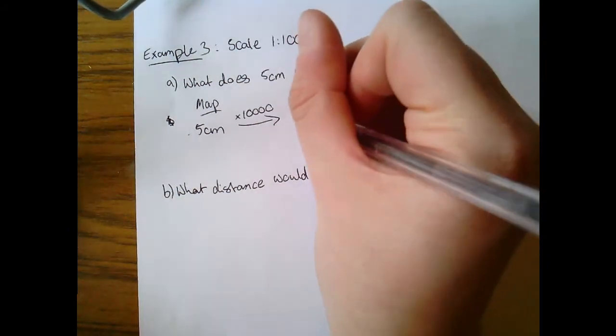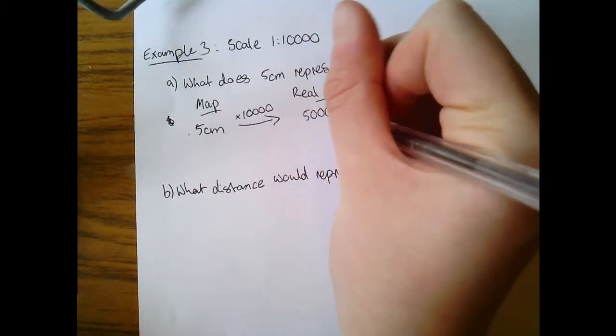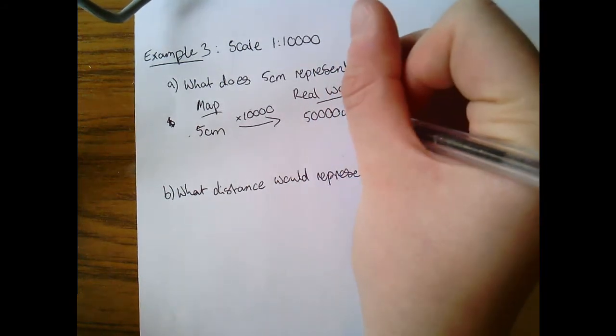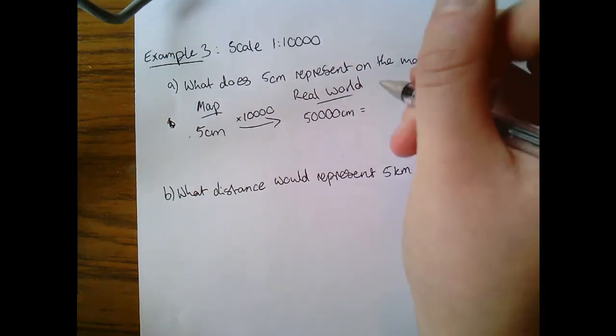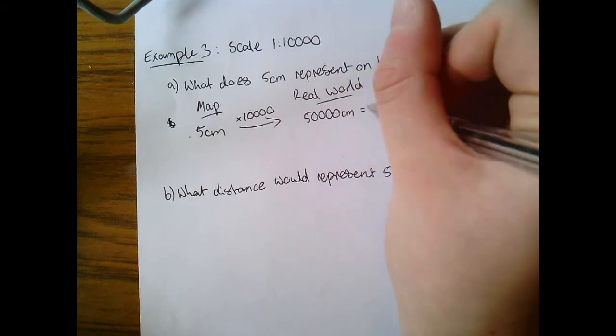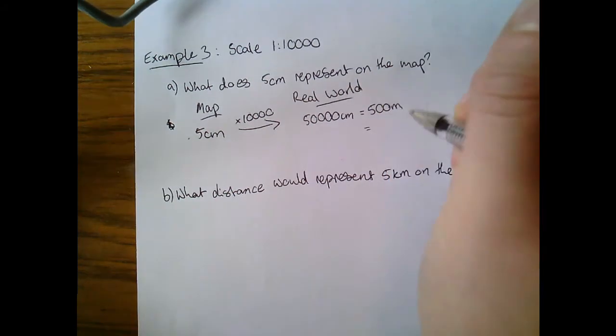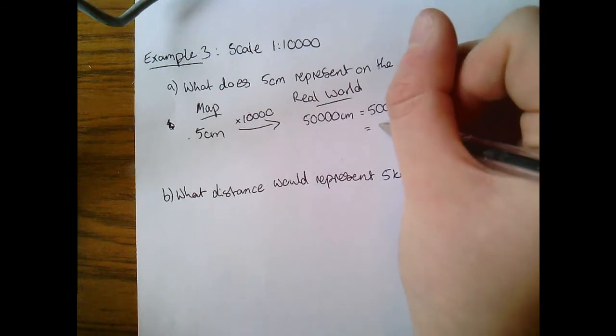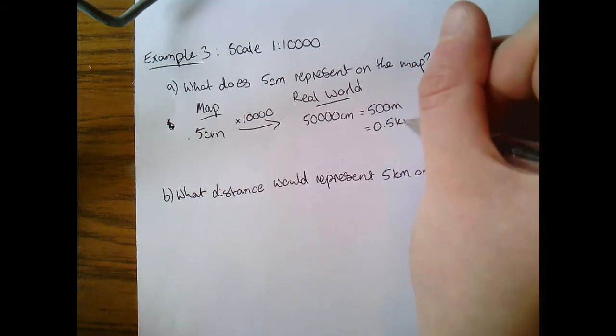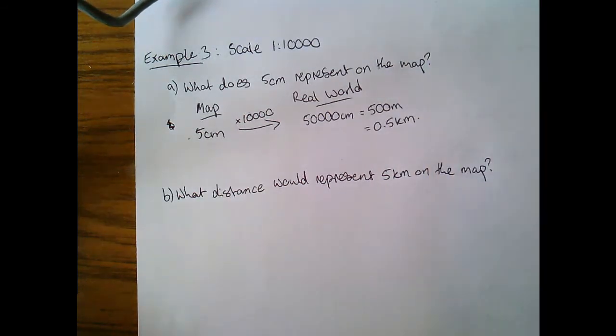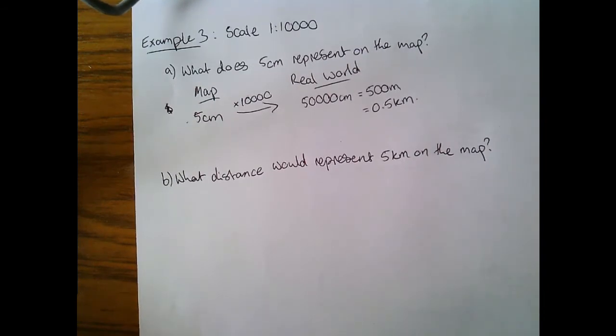So we end up with 50,000 centimeters. Let's convert that into meters. We divide that by 100 to get it into meters, which is 500 meters. Then we divide that by 1,000 to get it into kilometers. So 500 divided by 1,000 is going to give you 0.5 kilometers.